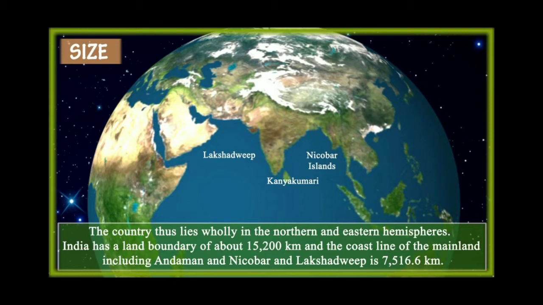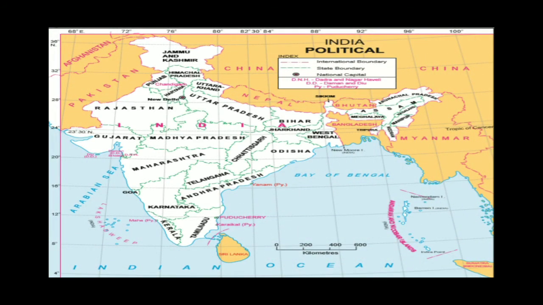India has a land boundary of about 15,200 kilometers and the coastline of the mainland, including Andaman and Nicobar and Lakshadweep, is 7,516.6 kilometers. And if we talk about the extent of the mainland of India, then it is 8 degree 4 minute north to 37 degree 6 minute north latitudes and between 68 degree 7 minute east to 97 degree 25 minute east longitudes.